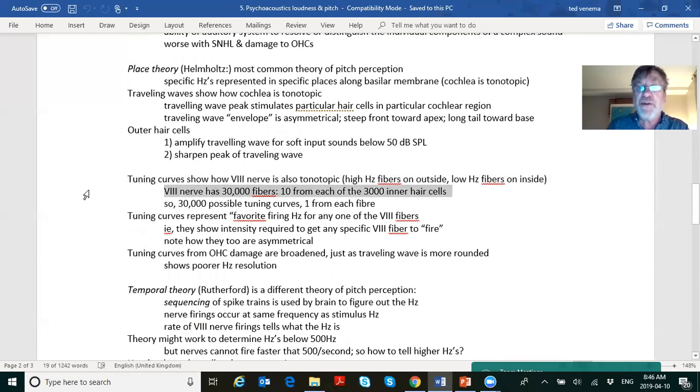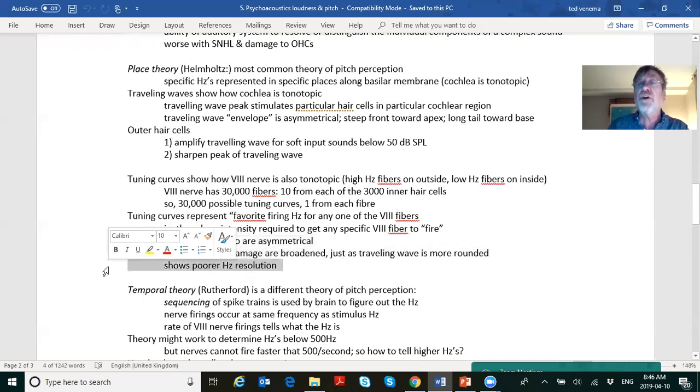Here are your numbers. The eighth nerve has 30,000 fibers, 10 from each of the 3,000 inner hair cells. So 30,000 possible tuning curves, one from each fiber. The tuning curves represent the favorite firing frequency of any one of the eighth nerve fibers. They show the intensity required to get any specific eighth nerve fiber to fire. Note too, they are also asymmetrical, and they become more broadened, just like the traveling wave was more rounded, showing poorer frequency resolution.